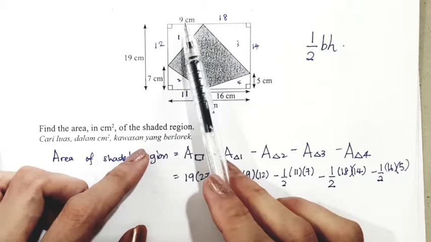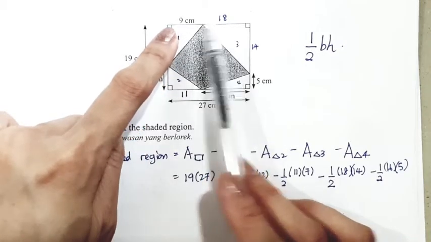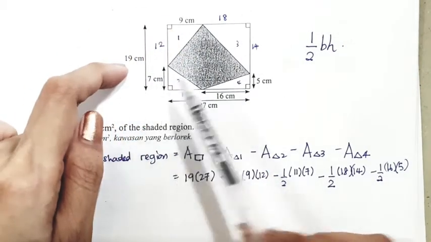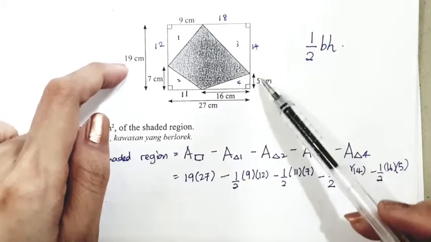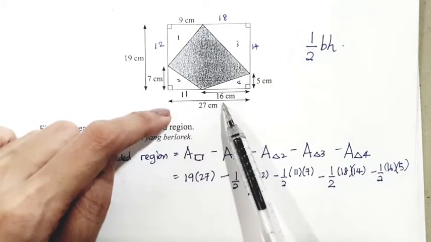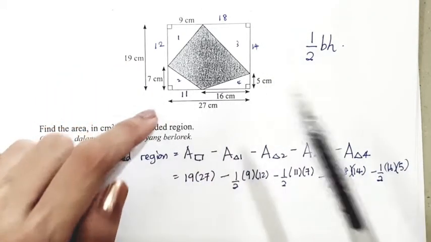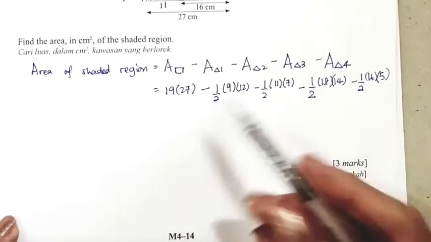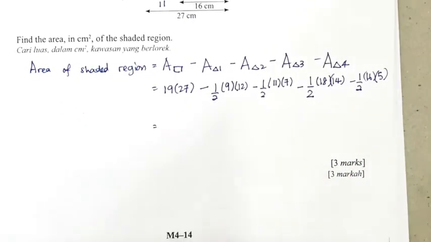Okay, double check. Always double check. So this is 9, this is 18, make up 27, correct? 12 and 7 make up 19, correct? 14 and 5 make up 19, correct? 11 and 16 make up 27, all correct. So now let's solve this. We can use a calculator.